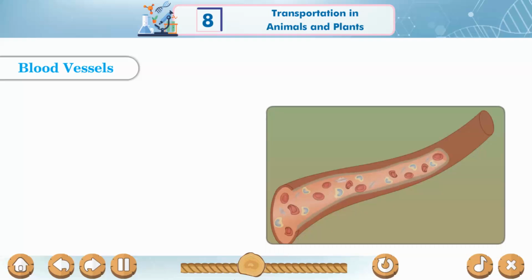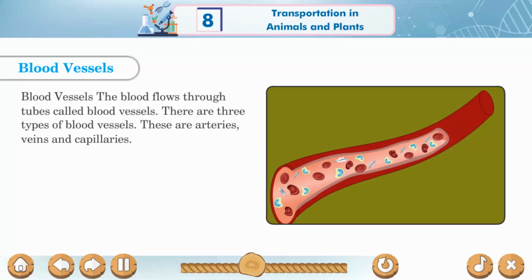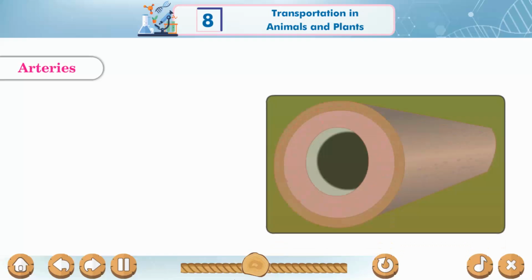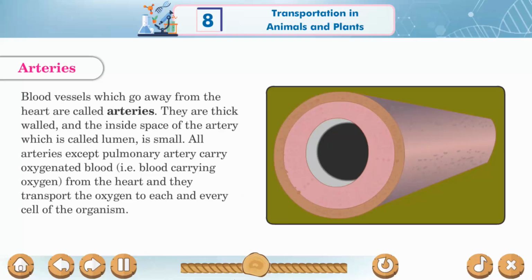Blood vessels. The blood flows through tubes called blood vessels. There are three types of blood vessels. These are arteries, veins and capillaries. Arteries. Blood vessels which go away from the heart are called arteries. They are thick-walled and inside space of the artery, which is called lumen, is small. All arteries except pulmonary artery carry oxygenated blood, that is blood carrying oxygen from the heart, and they transport the oxygen to each and every cell of the organism.